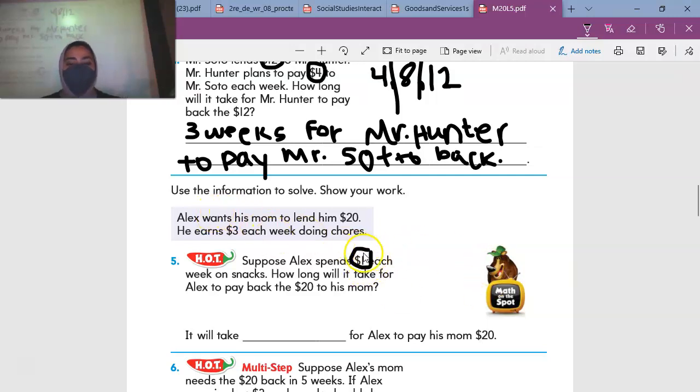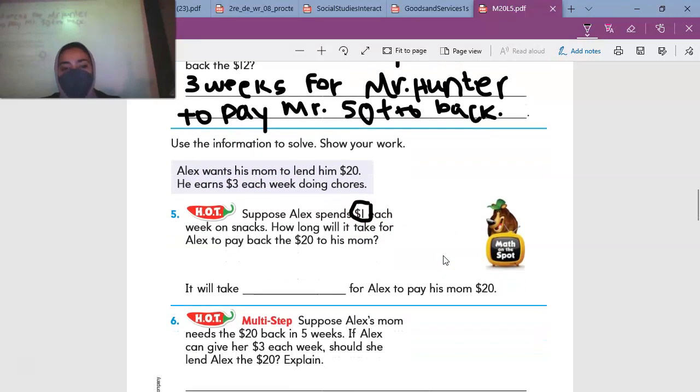He earns $3 each week, but does he save all 3? No. How much does he spend each week? He spends $1. This is right here. I just circled it. Alex spends $1 each week on a snack. So how much money does Alex save? Alex only saves $2 each week. How many weeks will it take Alex to pay his mom the $20 back if he only saves 2 of the dollars? So we're counting by 2s until we get to 20.